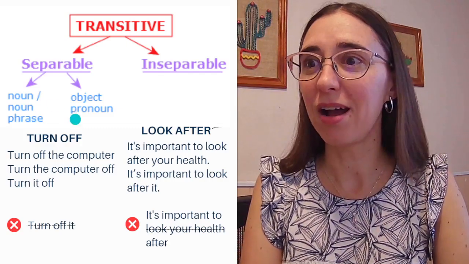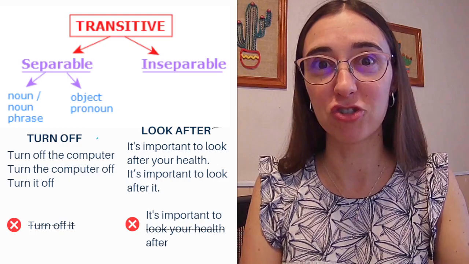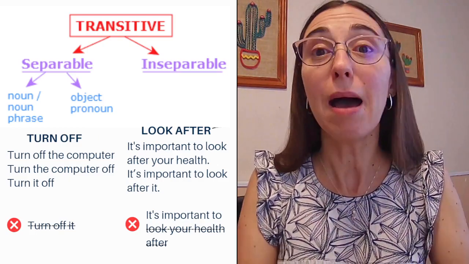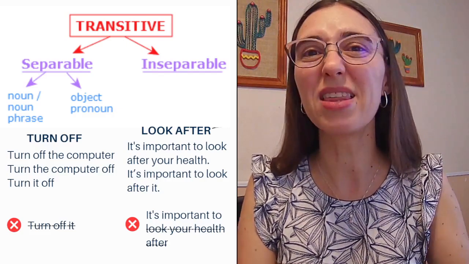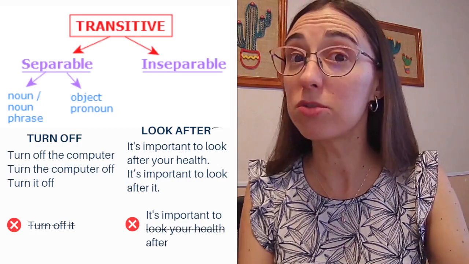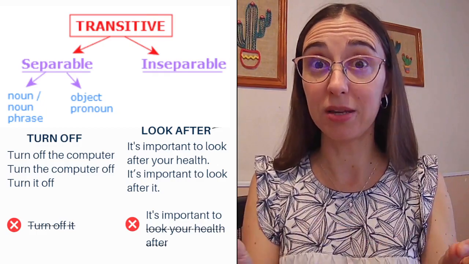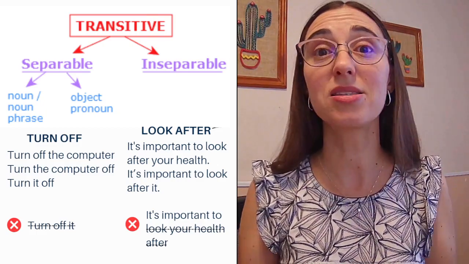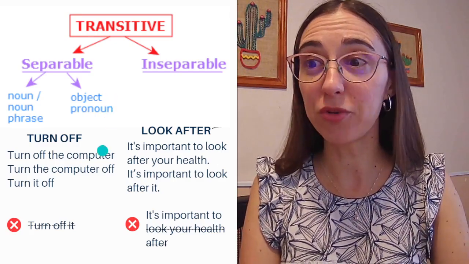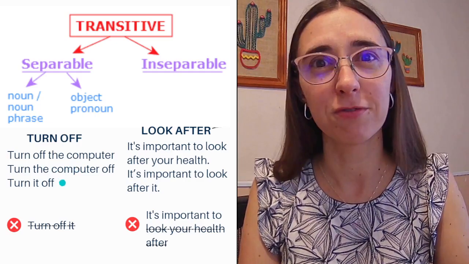Let's go over this same phrasal verb we mentioned before. Turn off. We said it is transitive, it needs an object, but it's also separable. So look at the different options we can have. We might say, turn off the computer, or we might separate the verb from the particle and we can say, turn the computer off. Or if we have an object pronoun, we might say, turn it off.